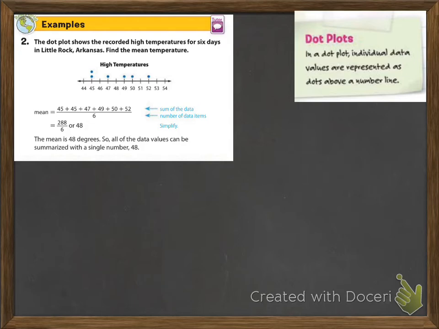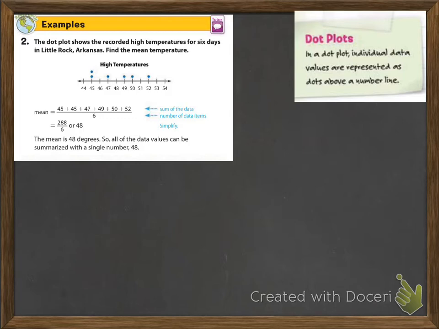So for this step, for this type of problem, you actually have an additional step. They don't give you the list of all of the numbers. You have to write the list of all the numbers based on the dots that you're given. So the dot plot shows the recorded high temperatures for 6 days in Little Rock, Arkansas. Find the mean temperature. So even though this is done for you, I'd still like you to do it out to the right with me now.